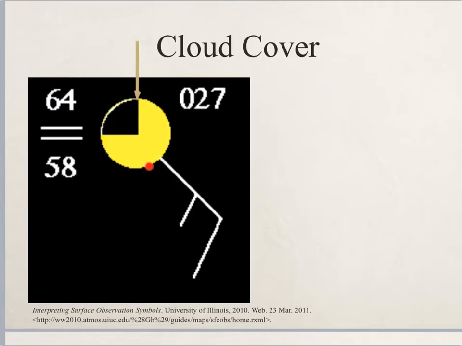The image in the center of the circle will represent the cloud cover. If it's a completely blank circle, that means we have clear skies. If it's fully shaded in, then that would mean we have overcast skies. Here we have 3/4 of it filled in, so it would be mostly cloudy.